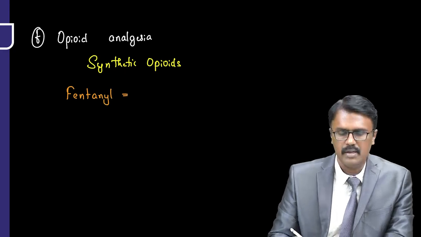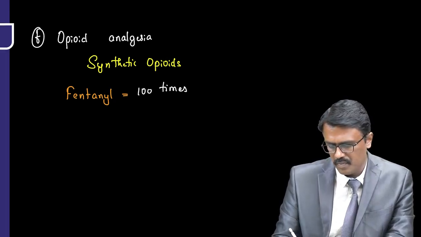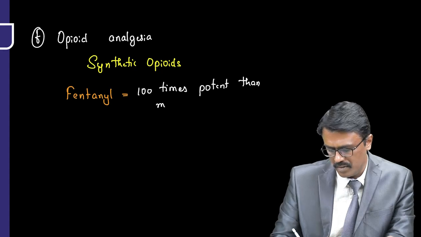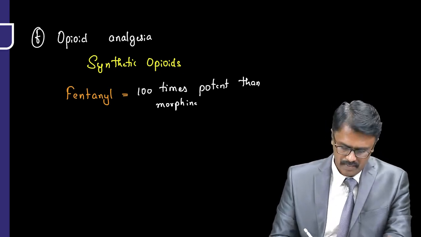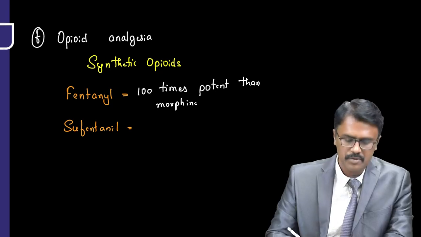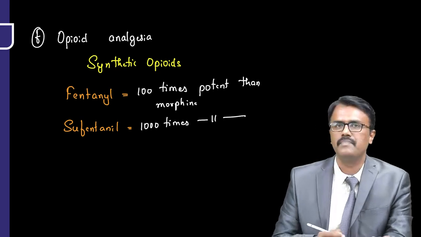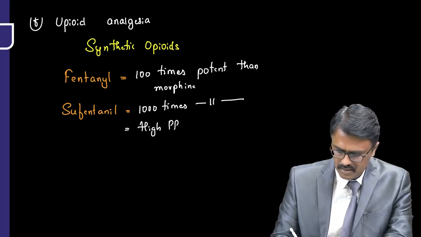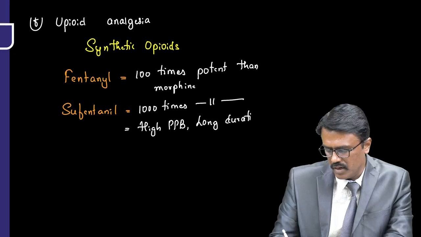Now, what is the advantage of fentanyl? It is very potent compared to morphine, around 100 times more potent than morphine. Meaning you can use it at a very low dose, no problem. Then we have a drug by the name sufentanil. Sufentanil is more than 1000 times potent than morphine, and it is highly plasma protein bound. Since it is highly plasma protein bound, the drug has a long duration of action. So sufentanil is longer acting.